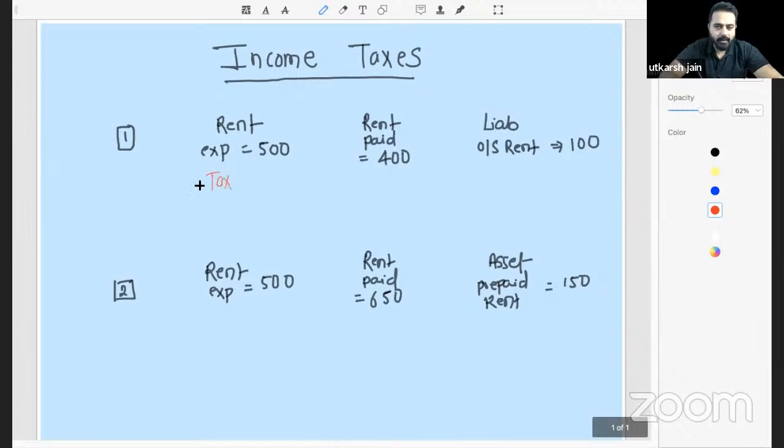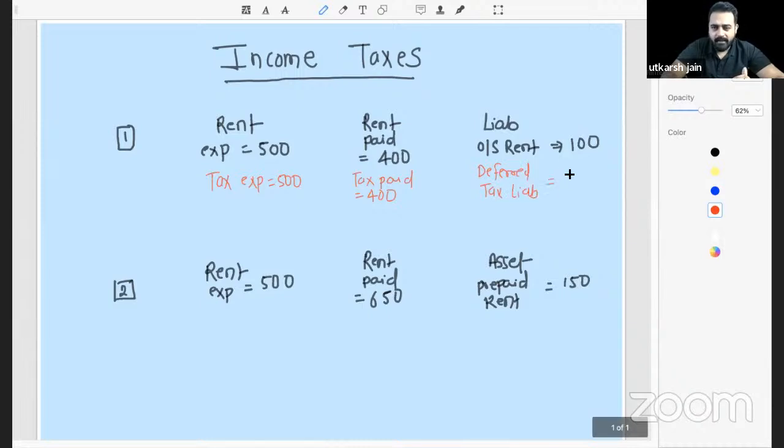Now just think of it, instead of rent, think of it as tax expense. It will be called income tax expense, but let us say tax expense of 500. And for some reason, taxes paid is 400. So I was supposed to pay taxes of 500, but I paid only 400. That means that difference, which I haven't paid, should be a liability. And that liability is given a fancy name. That liability would now be called a deferred tax liability.